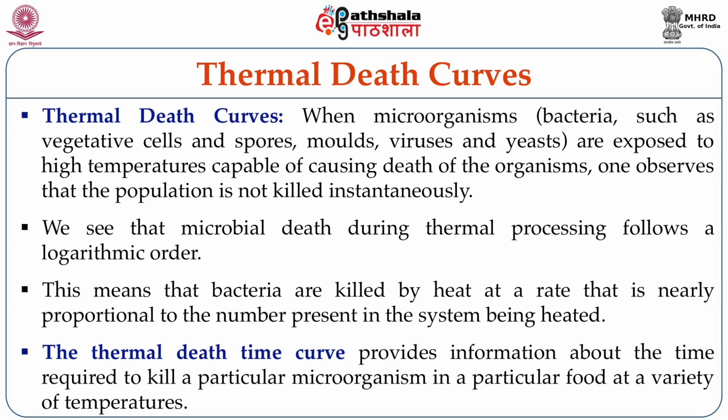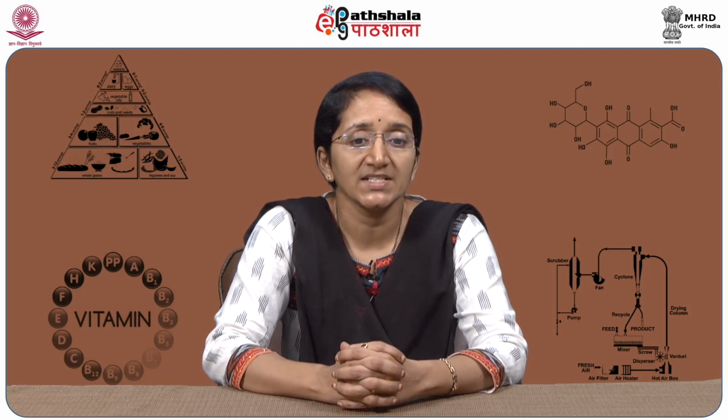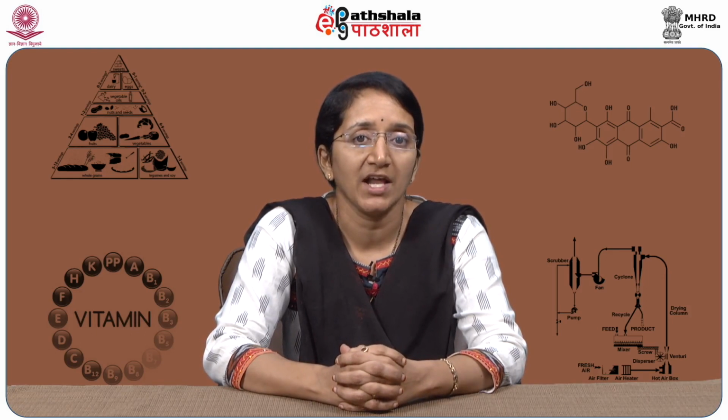We have to note the time taken to traverse one logarithmic cycle, which represents the time at a constant temperature which is required to kill 90% of the microbial population. The exposure of microorganisms to a specific temperature for a period of time which is required to kill 90% of the microbial population is defined as the decimal reduction time or D value.